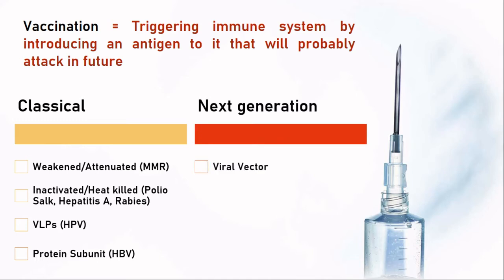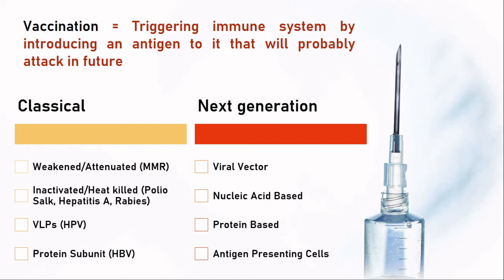The first and foremost is viral vector, wherein we use a replicating or a non-replicating viral vector for administering genomic content. Then we also have nucleic acid based vaccines, which could directly incorporate DNA or RNA into the host cells. Then we also have protein based vaccines, and with respect to COVID-19, more protein based vaccines are getting created. And we also have antigen presenting cells used as vaccines.